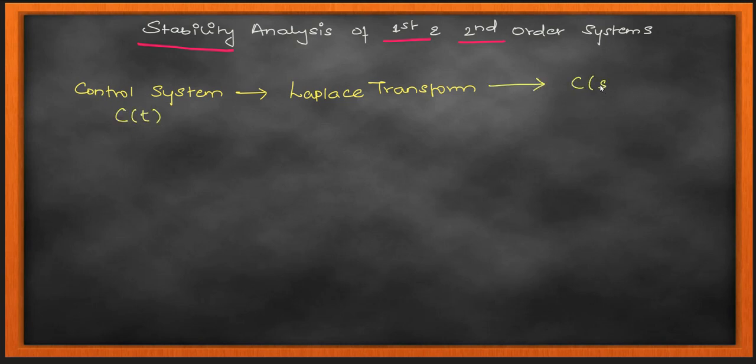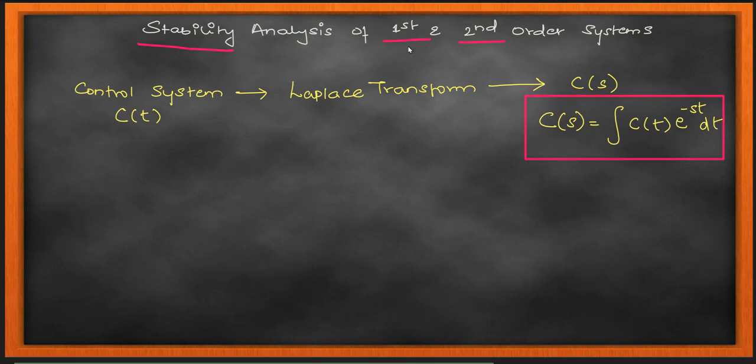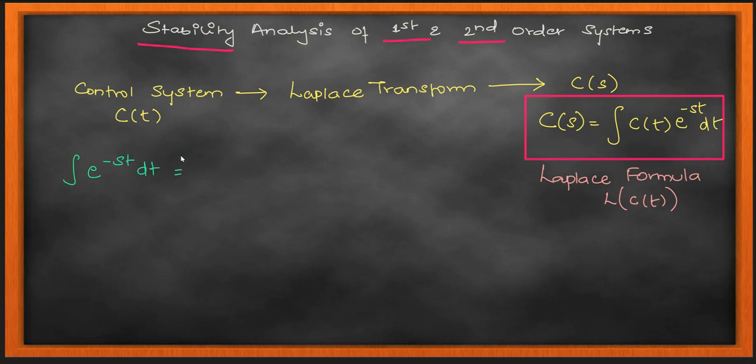So what does stability have to do with our Laplace transform is what I'm showing here. So you have a control system. Let's say our response function is taken to be c of t, that is the output response of your given system. And now when I apply my Laplace transform to that C of t, I'm going to get it as C of s. And what is the formula for my Laplace transform? So my Laplace transform formula is something like this. C of s is equal to integral of C of t e to the power of minus st dt.